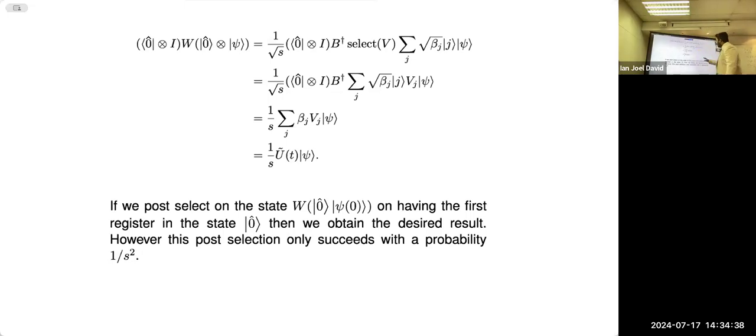Now, after doing the post-selection, we get the desired result, but this post-selection will only succeed with probability 1 over S squared. Okay, this post-selection only succeeds with that. So, for example, if S was 2, then you're only going to succeed with probability 1 over 4, which is not very good. Okay, so we need a way to improve the probability.